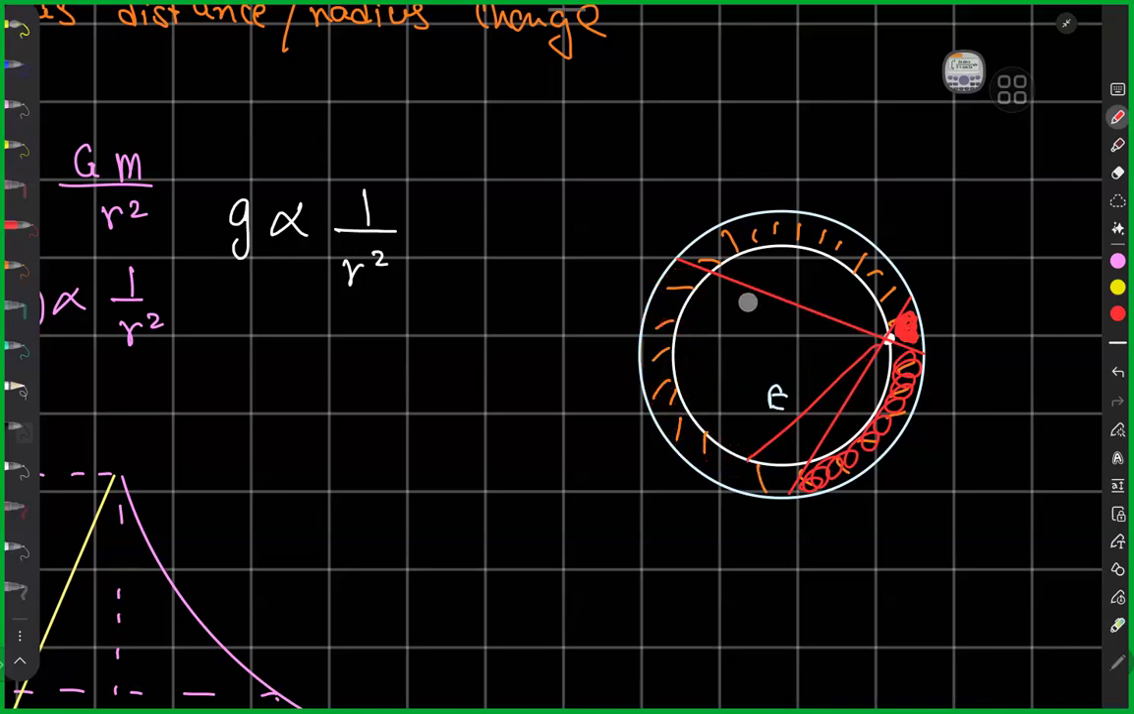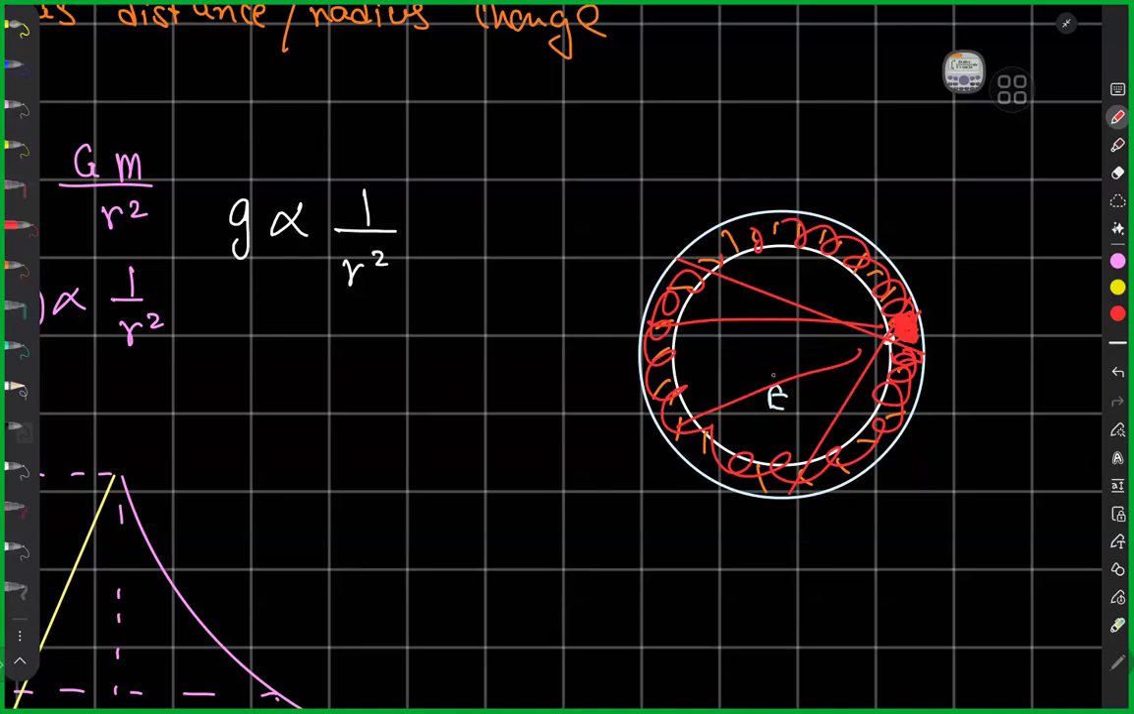So if I went inside Earth by 2 meters or 2000 meters, you know what happened? All the mass in the radius of that 2000 meters has no effect on me anymore because it gets equally cancelled out by each other.